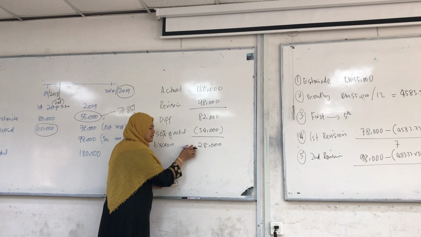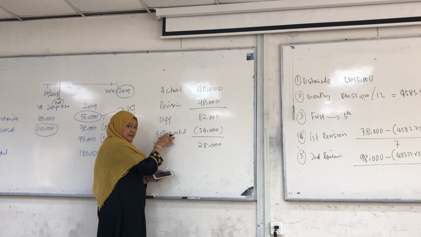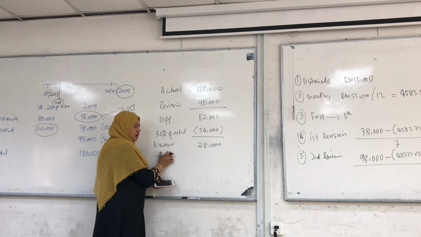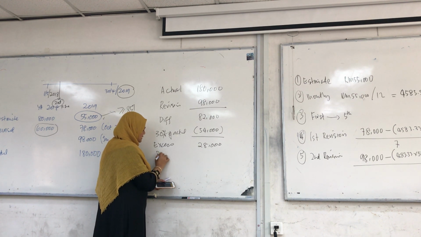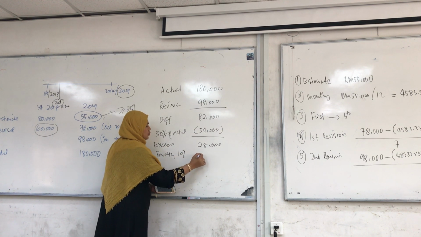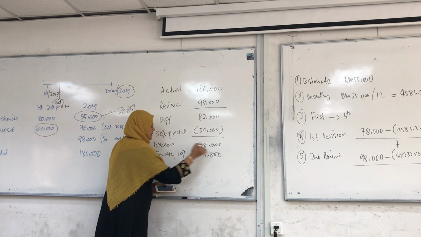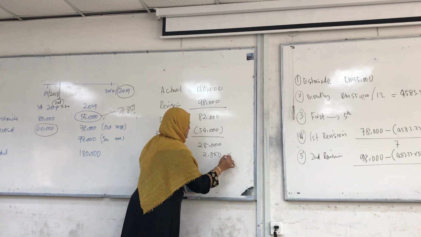So the penalty is on the excess, not on the difference, not on the 30%. The more excess, the more the penalty. So how much is the penalty? 10% of the excess, which is 2,800. Alright, so this is your penalty.